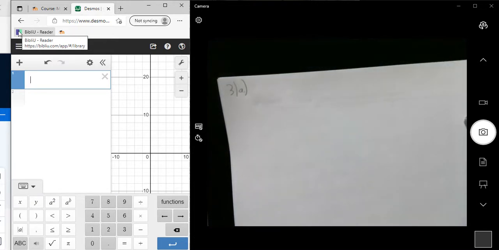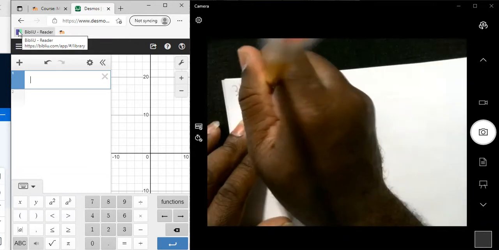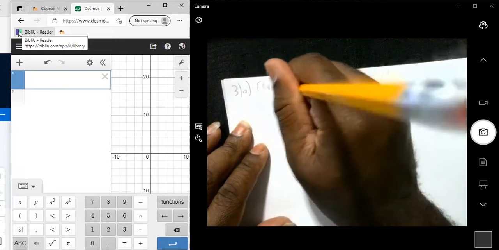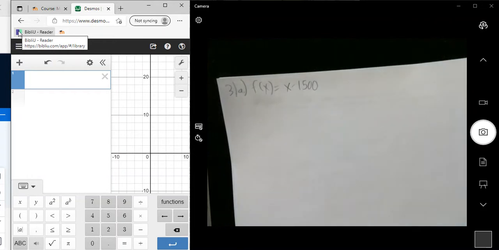It says here, a car dealership advertises a factory rebate of $1,500, followed by a 10% discount. Let x represent the price of the car. Let f of x represent the price of the car after the rebate. Determine a rule for f of x. So we have f of x is equal to x minus 1,500. The reason being is f of x would be the price of the vehicle minus the 1,500.